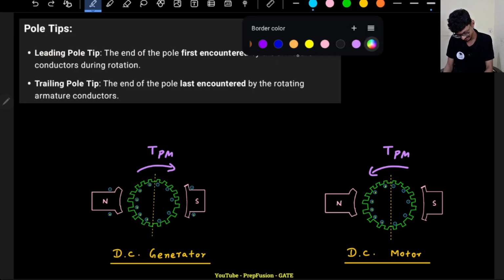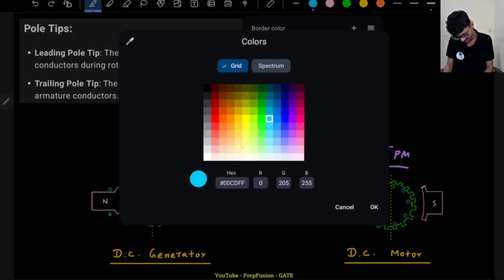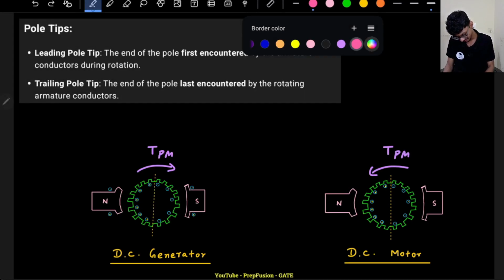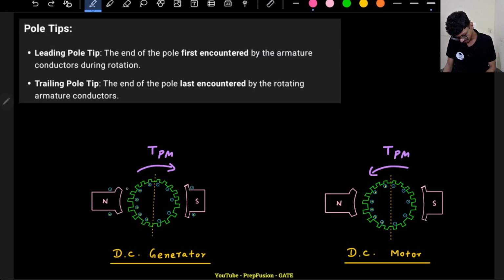Where are all the colors? I'm not able to choose any colors. Let me choose pink. Let me add a color actually. I am not able to see any color at all. What is happening? Okay, so here we have these as edges. These are my tips basically.